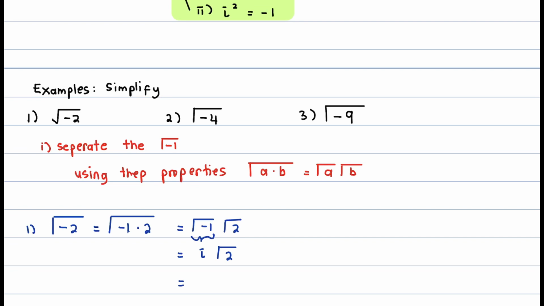But again, we rearrange it as such. In a complex number, we have the b, which is square root 2, at the front, and i at the back. So you're going to have this. Are you okay? Now let's look at the second one.